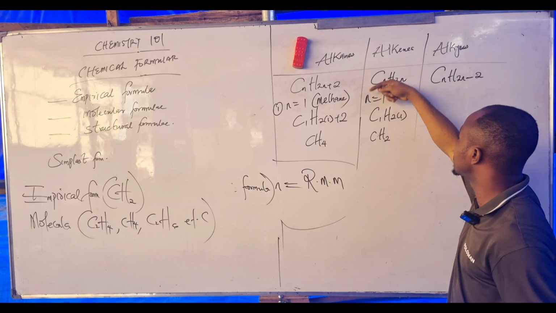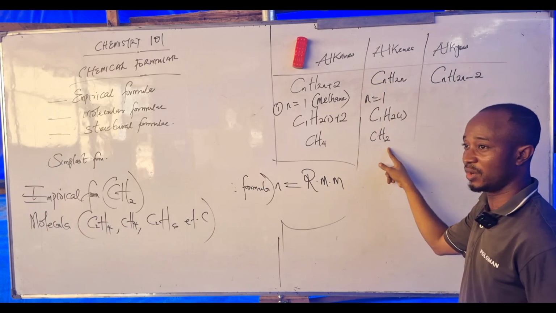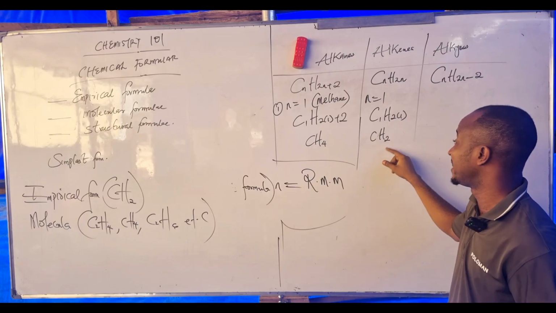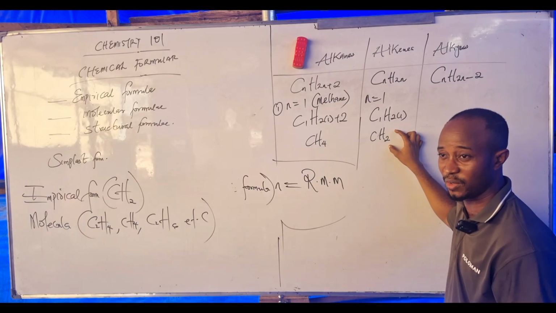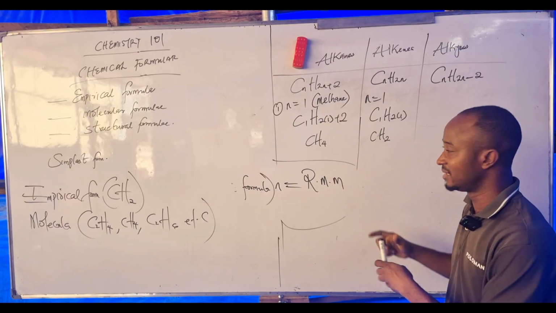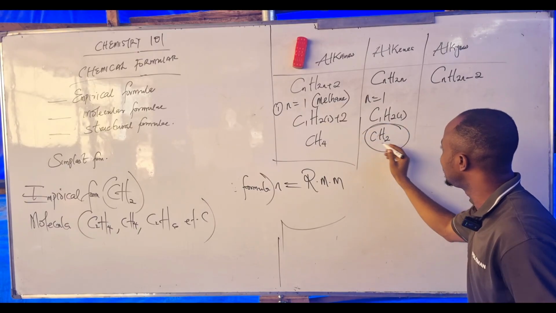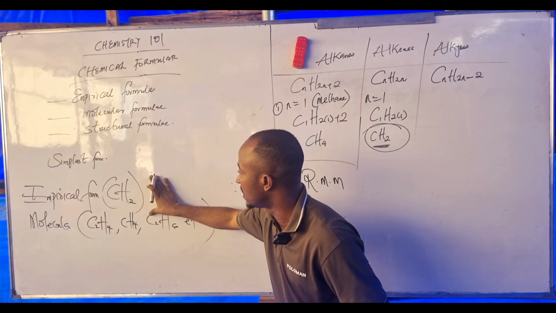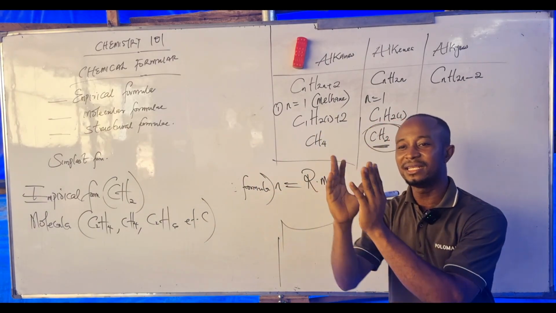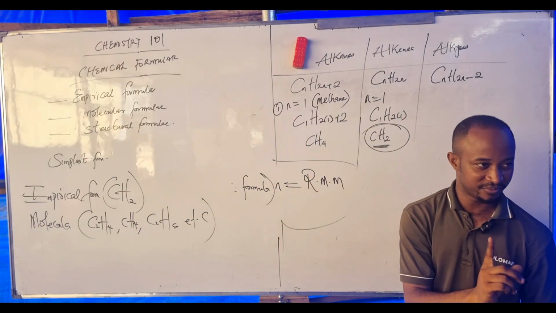If I'm to name this, what will it be? Methane, right? But there's nothing like methane. Hope you're aware, the fourth member of alkane is not methane, it's what? Ethane. Because we have this becomes what? Empirical formula shows what? The relative numbers of moles, not the actual.